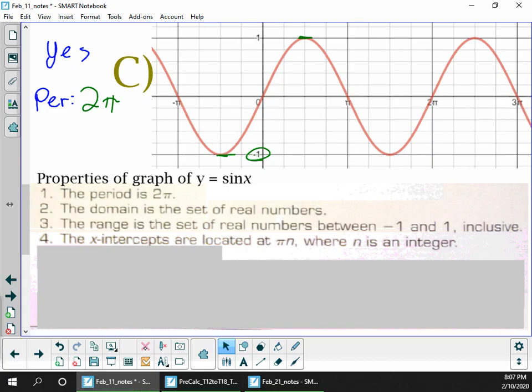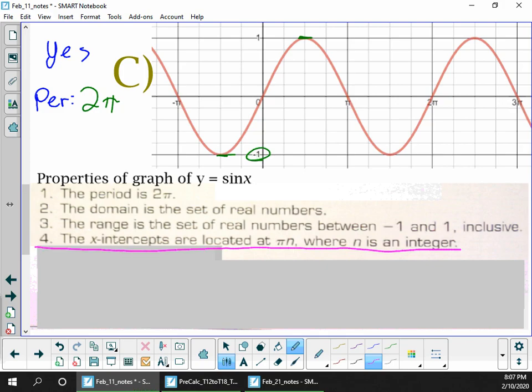The x-intercepts are located at every pi n, where n is an integer. Notice every x-intercept: -1 pi, 0 pi, 1 pi, 2 pi, 3 pi. The x-intercepts of a sine graph are at a whole pi value.